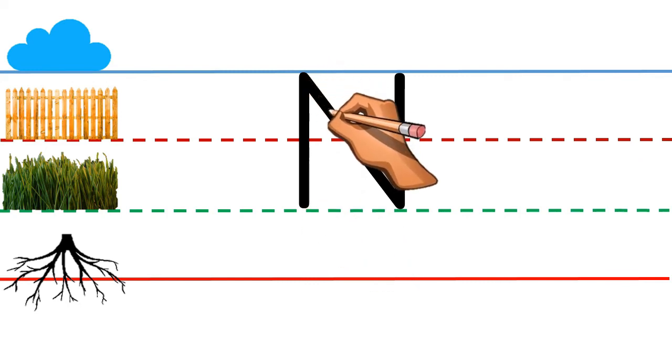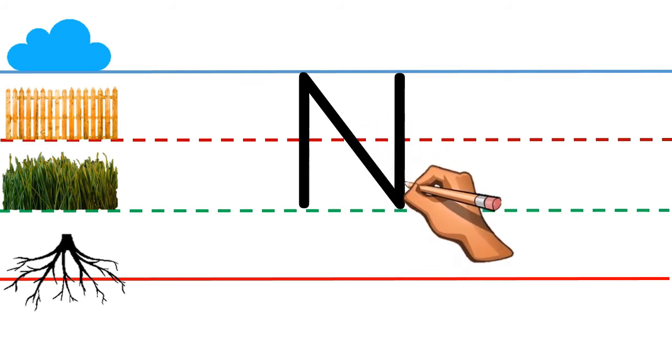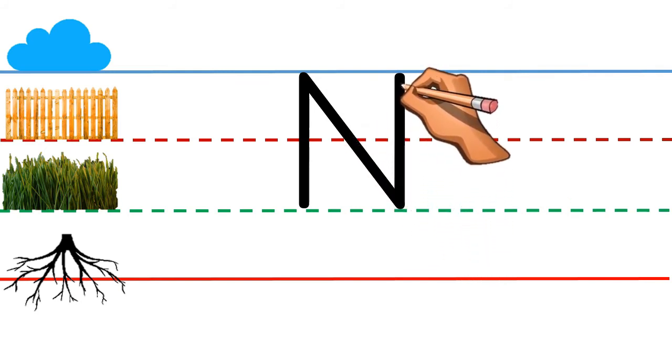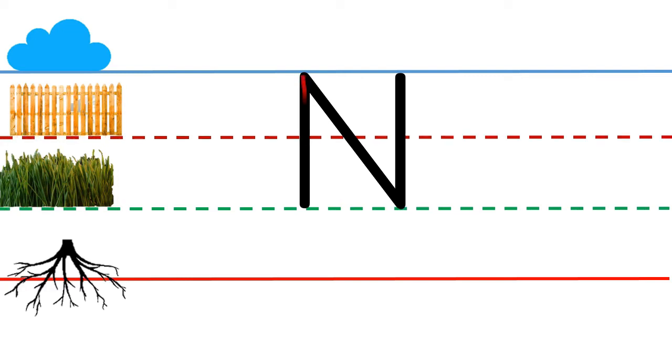Pick your pencil up and put it on the skyline. Now make a slant line. Now without picking your pencil, go back up and touch the skyline. Try again.